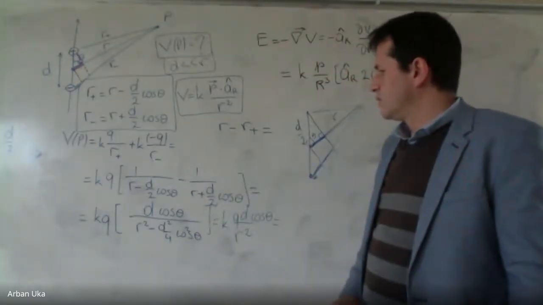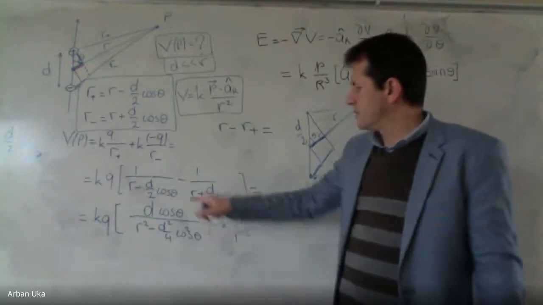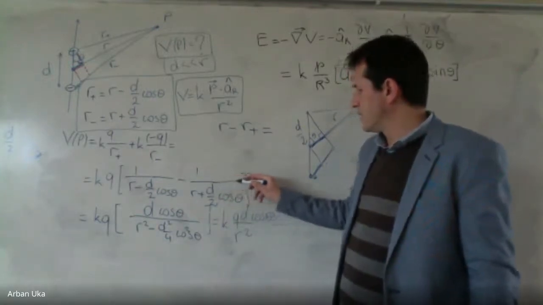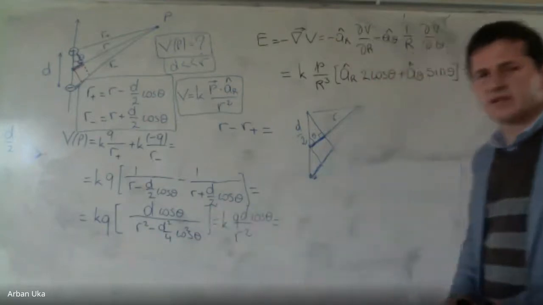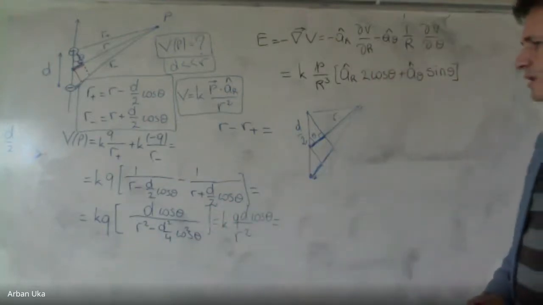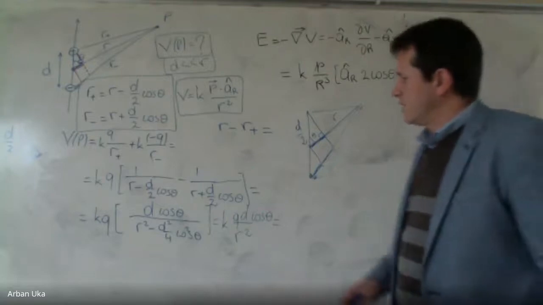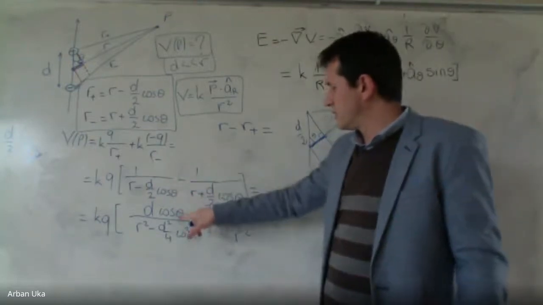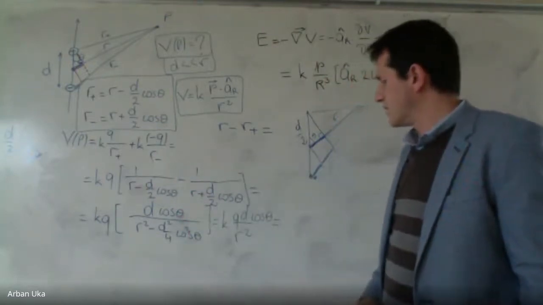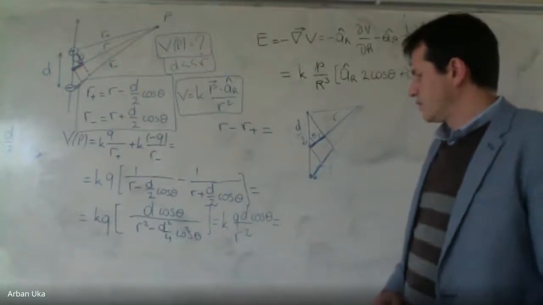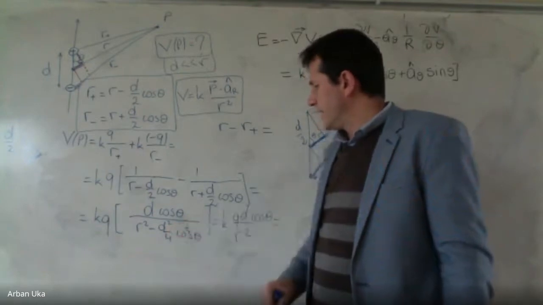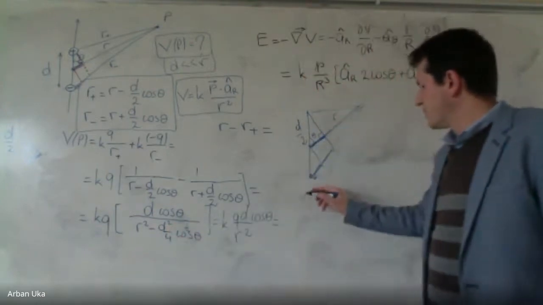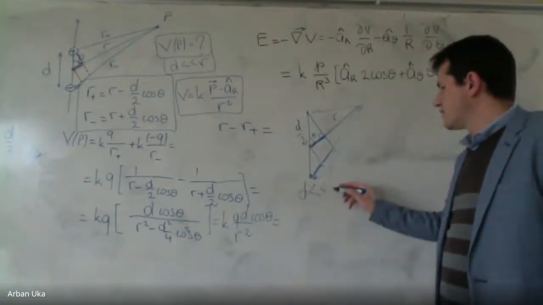And what we can do is just add up these two terms together. We have the common denominator, which is r squared minus d squared over 4 cosine squared theta. And if we add up the numerator terms, we get d cosine theta. And if we put all of these together, we said that d was much smaller than r. Okay, so d was much smaller than r.